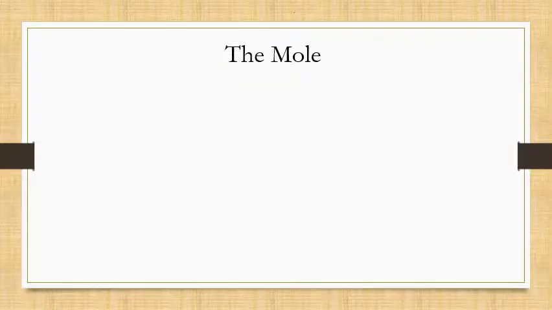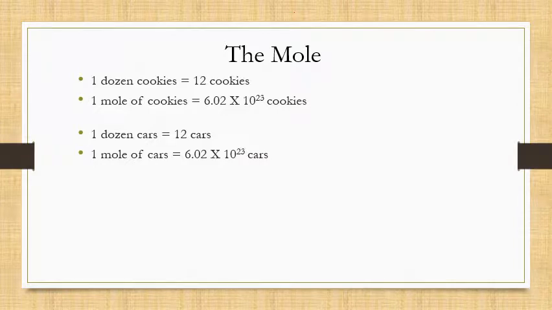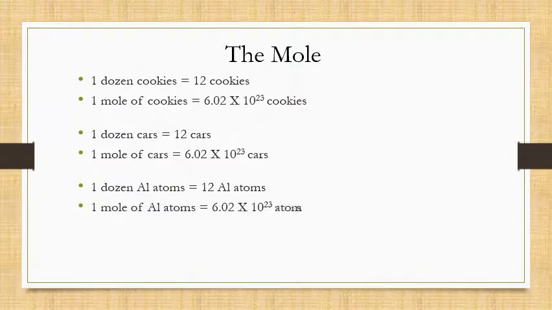So, just reinforcing that, the mole. 1 dozen cookies will equal 12 cookies. 1 mole of cookies will be 6.02 times 10 to the 23 cookies. Quite a lot of cookies. 1 dozen cars, 12 cars. 1 mole of cars, 6.02 times 10 to the 23 cars. 1 dozen aluminium atoms equals 12 aluminium atoms. 1 mole of aluminium atoms equals 6.02 times 10 to the 23 atoms. So you're getting the idea of what a mole is.